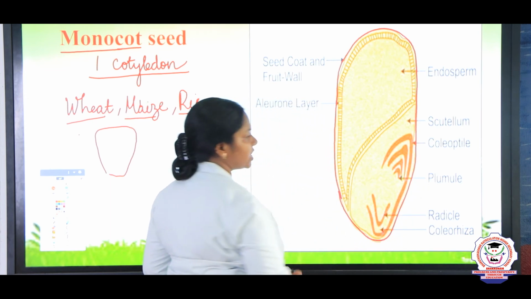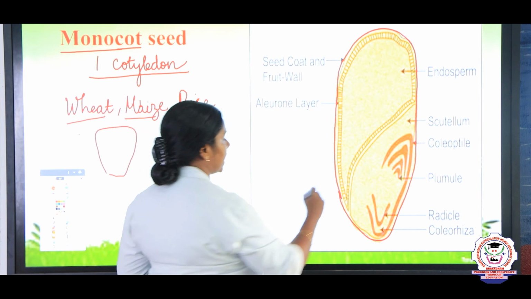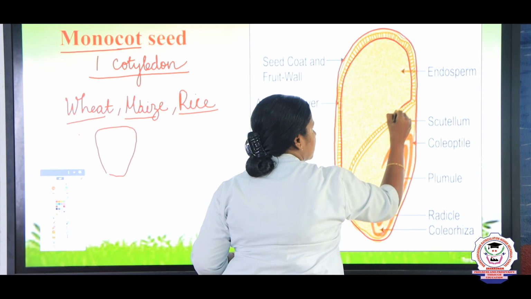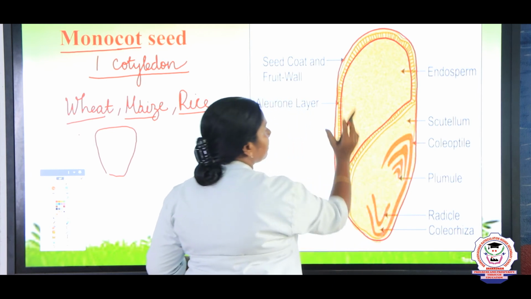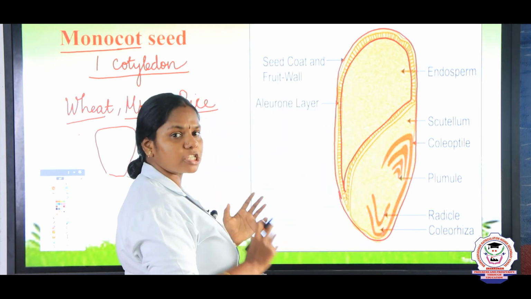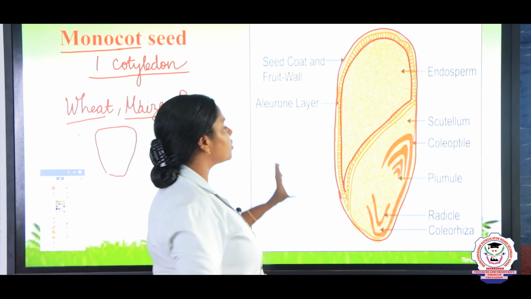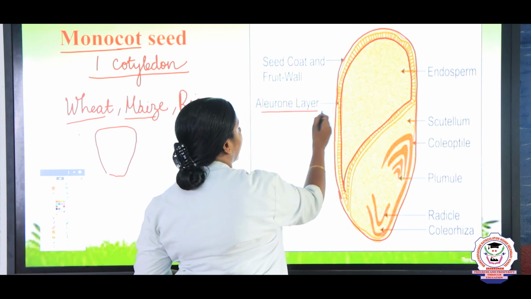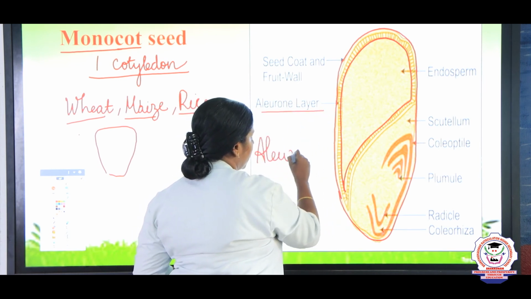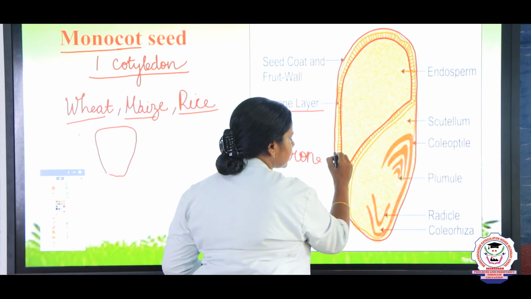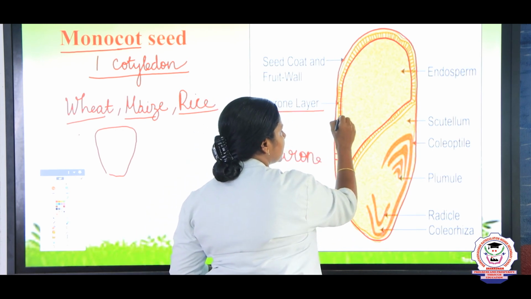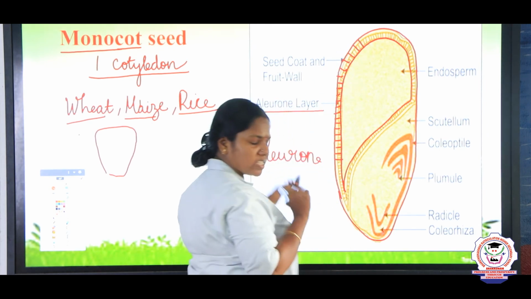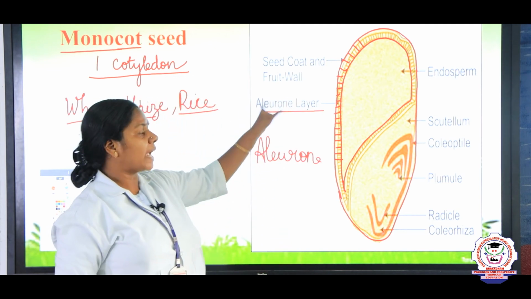It is almost triangular in shape, and the majority of the portion is endosperm. Hence we call them endospermous or albuminous seeds. Their main function is the storage of food, right. And the endosperm is covered by a single layer called the aleurone layer. What do we say? Aleurone layer. You can see like this, right. The majority of the monocot seed is occupied by the endosperm only.